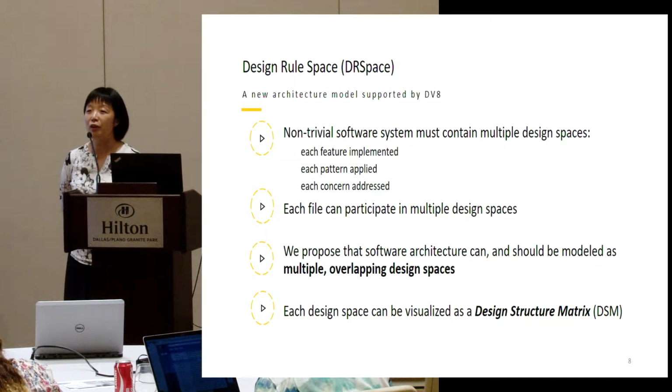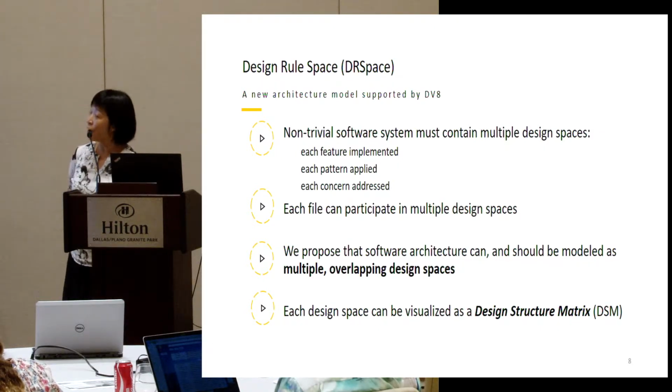Think about this. It's actually very intuitive. Any non-trivial system must have multiple features, right? And we can consider each feature as its own design space. And each system must have more than one design pattern applied. And why can't we just treat each pattern as its own design space, right? And similarly, each concern, each logging, each tracing concern, every aspect that people care about can be extracted and modeled as its own design space, right? So naturally, a file can belong to multiple design spaces, and naturally, a software architecture should and can be modeled as multiple overlapping design spaces.